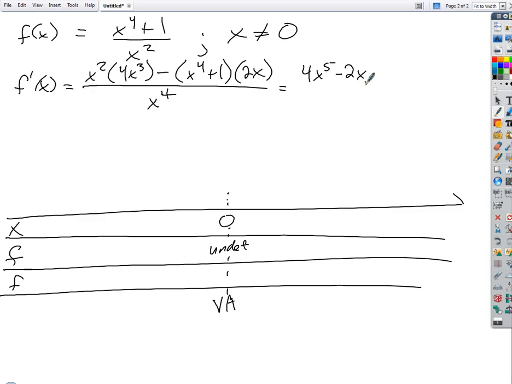Did I do something wrong there? I don't think so. Minus 2x to the 5th minus 2x, because I'm distributing the negative 2x all the way through, over x to the 4th. And so finally, I can combine like terms and get 2x to the 5th minus 2x over x to the 4th. Okay, good. Now what?